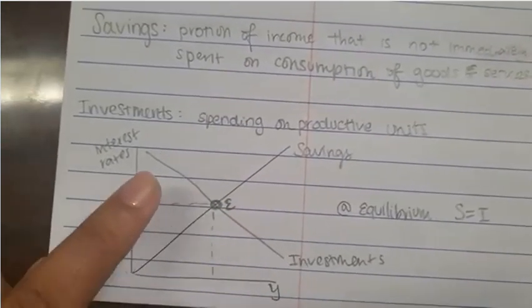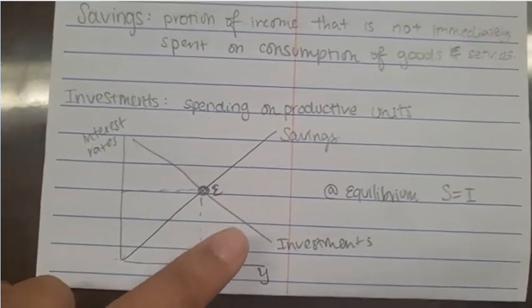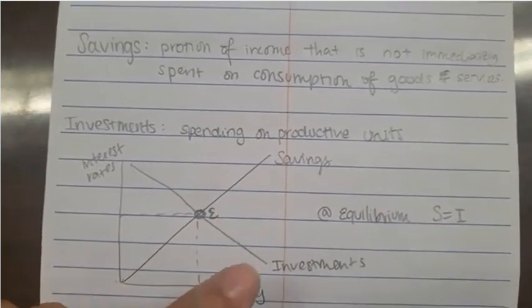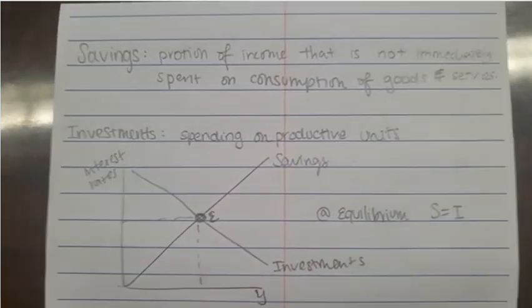So savings can go upwards and downwards, and investments can go upwards and downwards, and that will change the equilibrium.